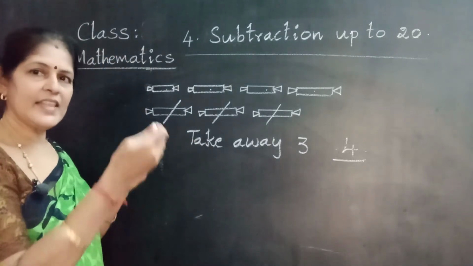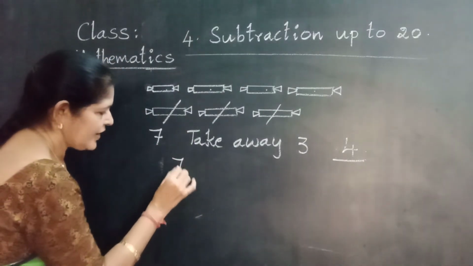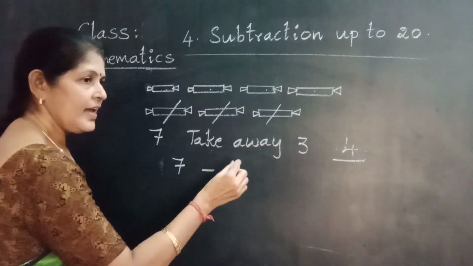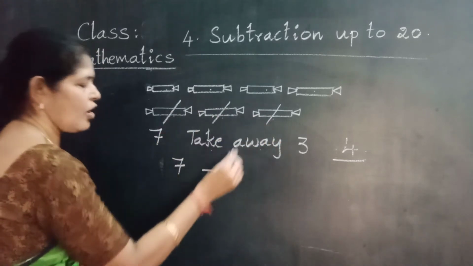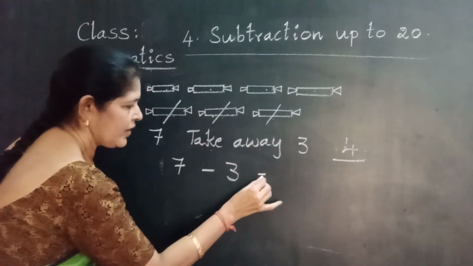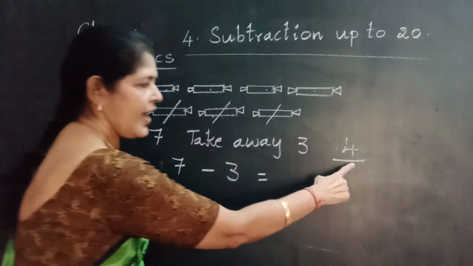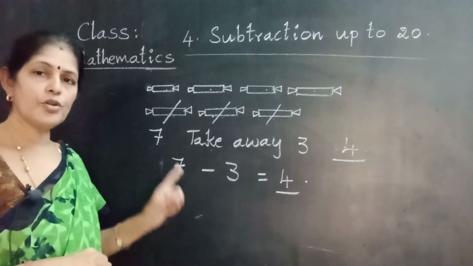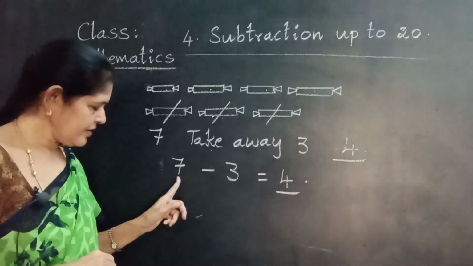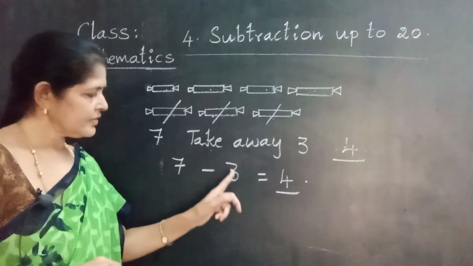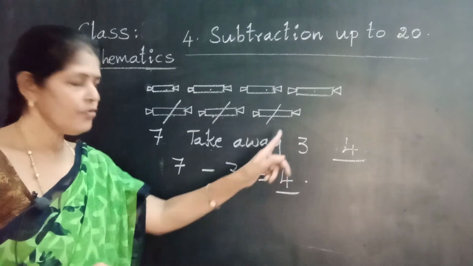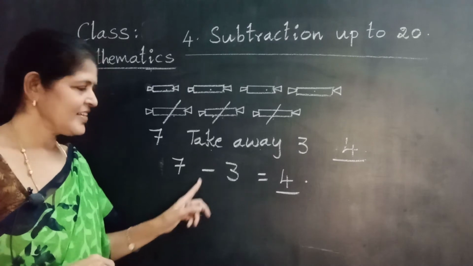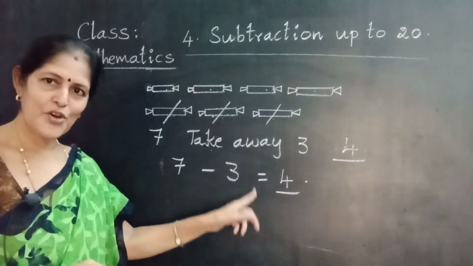This is shown in the subtraction. Total chocolates are 7. Take away, minus. How many taken away? 1, 2, 3. Cross the chocolates. 3. Equal to? How many are left? 4. This is called subtraction. How to read this? 7 minus 3 equals 4. Once again. 7 minus 3 equals 4.